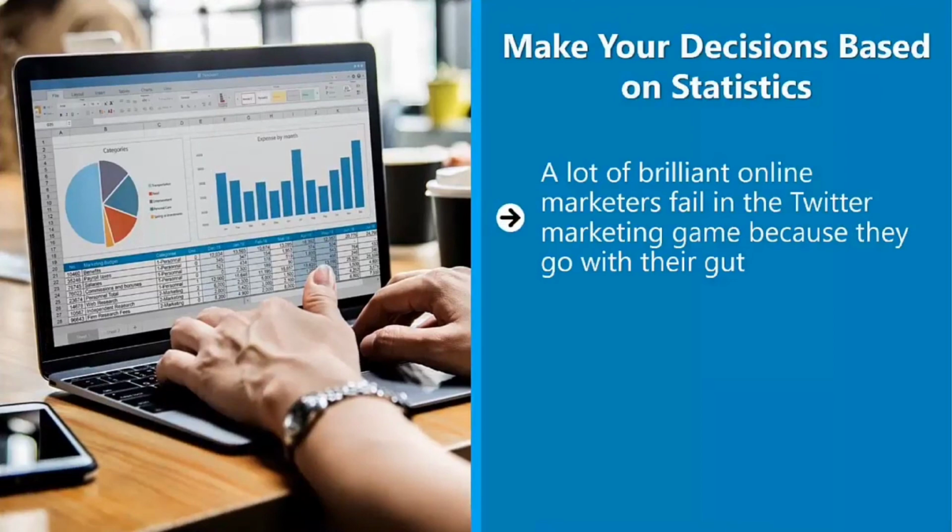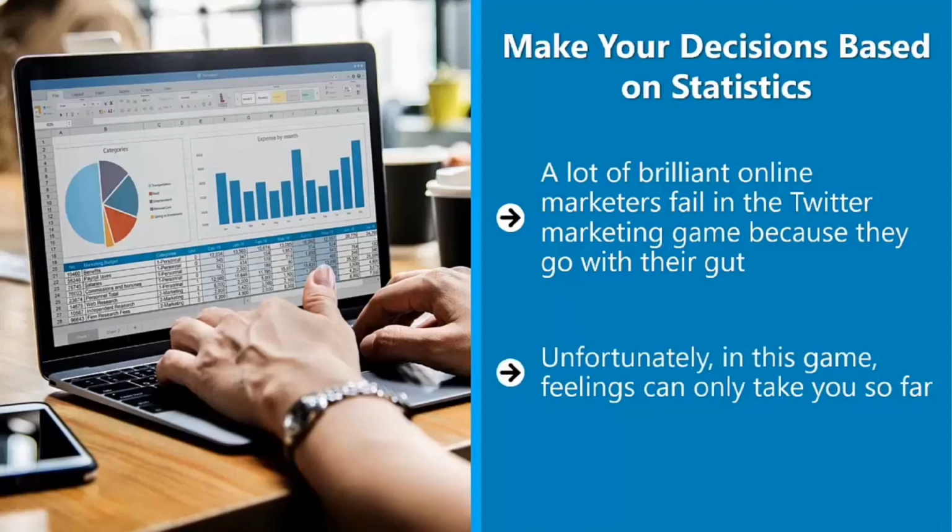A lot of brilliant online marketers fail in the Twitter marketing game because they go with their gut. They tell me, I just know it feels right. Alternatively, they tell me that their gut is telling them something. 9 times out of 10, these people fail. Again, they're not dumb. They're not stupid. Instead, they base their decision on feelings. Unfortunately, in this game, feelings can only take you so far. In fact, hunches often lead to dead ends. If you're going to be making a decision involving your content, your conversion pages, your mailing list, or whatnot, pay attention to statistics. Make sure you can justify whatever changes you make with hard numbers.